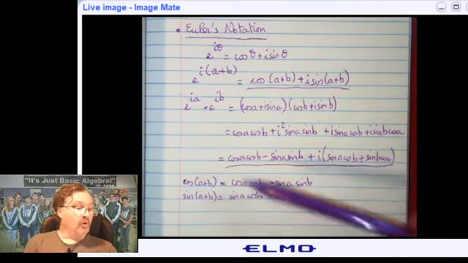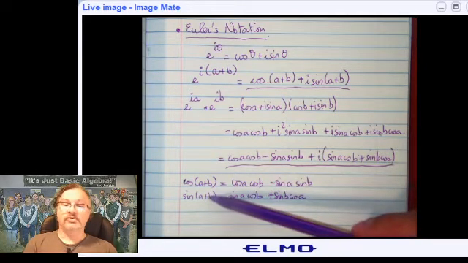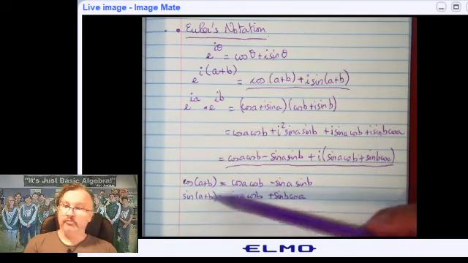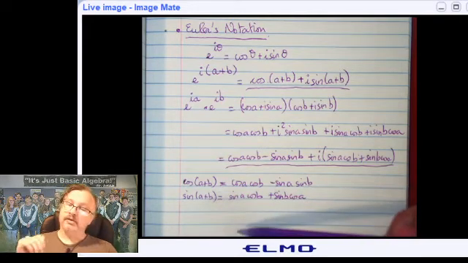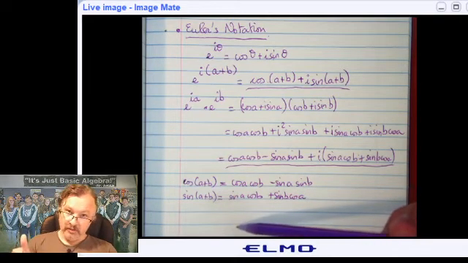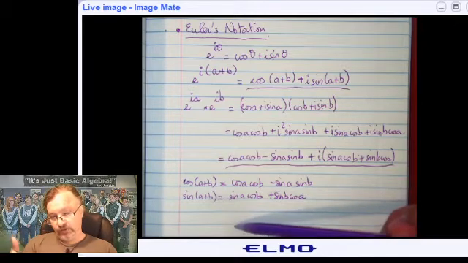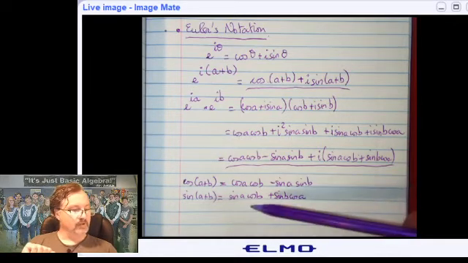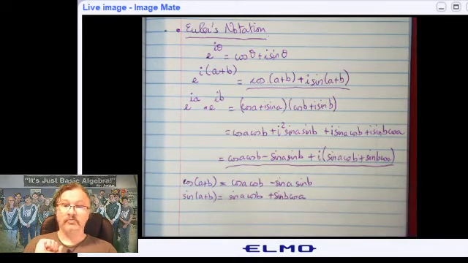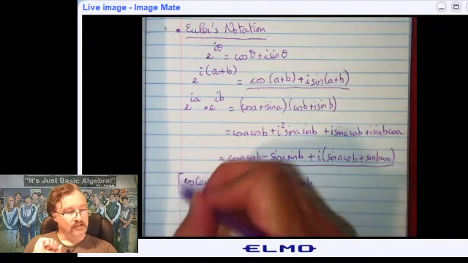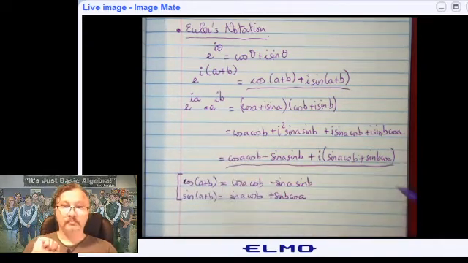Okay. If you wanted the difference formula, you can replace B by -B and use the fact that cosine B is equal to cosine of -B and that sine B is equal to negative sine of -B. But here we have the sum formula for cosine and sine. So that's a different result.